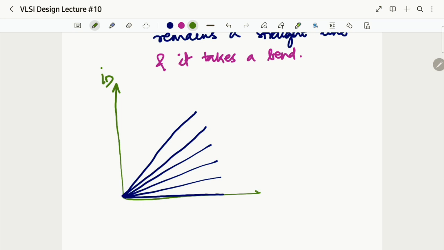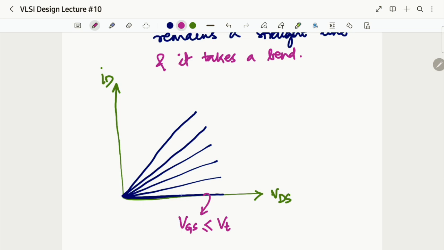So on the y-axis we have the current and on the x-axis we have VDS. This blue line that is touching the x-axis, this line is when VGS is less than or equal to VT. At that point we will have no current.